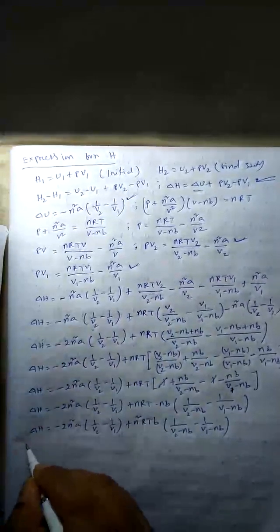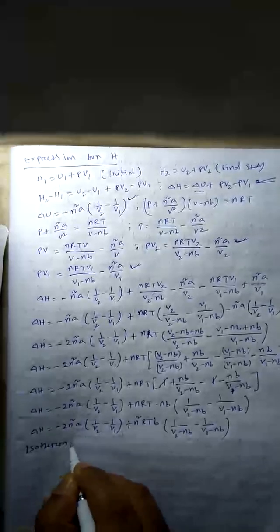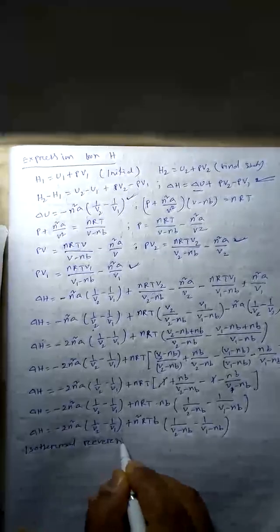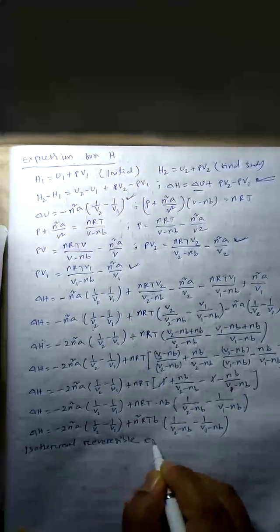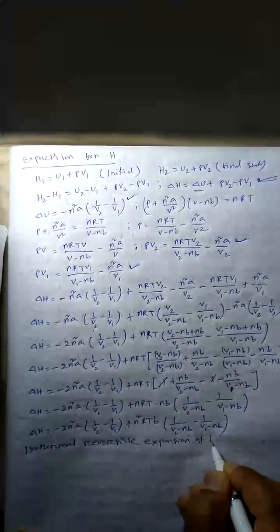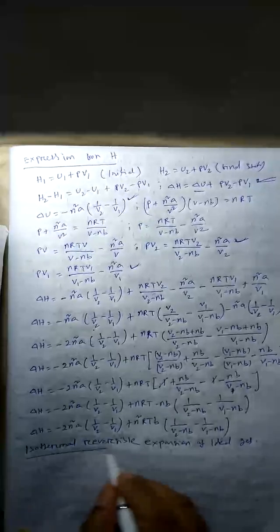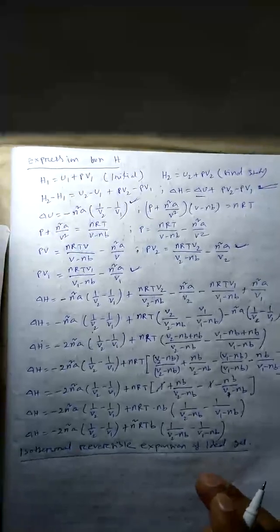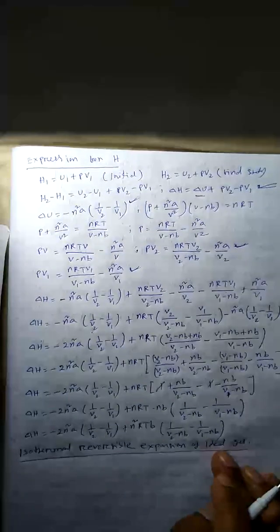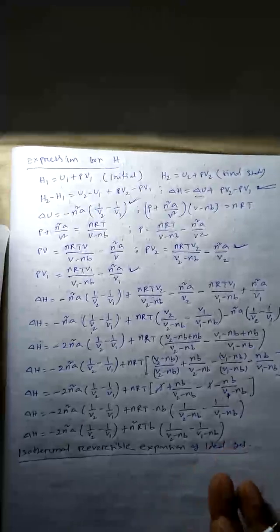Same process: isothermal, reversible expansion of ideal gas. Instead of van der Waals gas, we take the ideal gas. This is the only difference. All other things are the same. Instead of van der Waals gas, we take the ideal gas, and all other things remain the same.